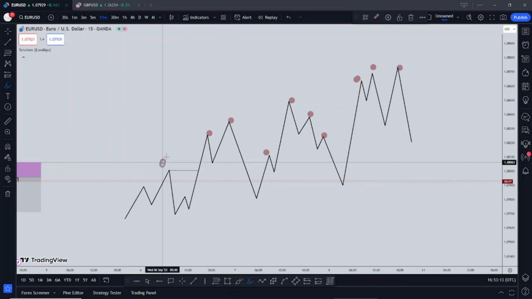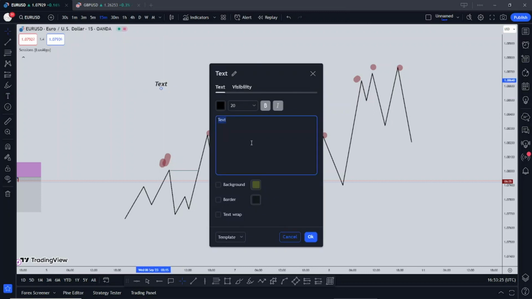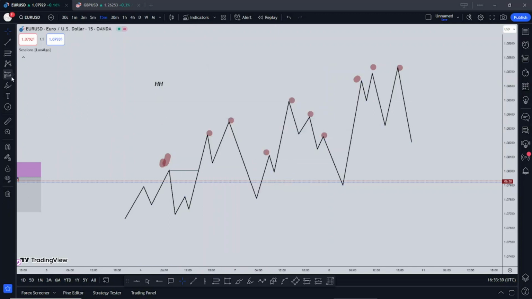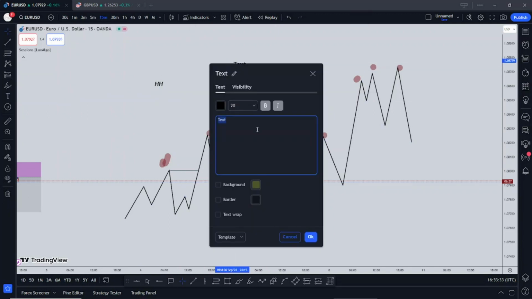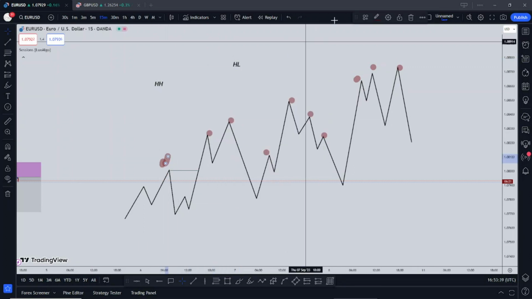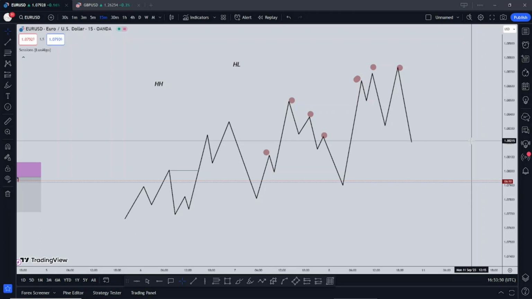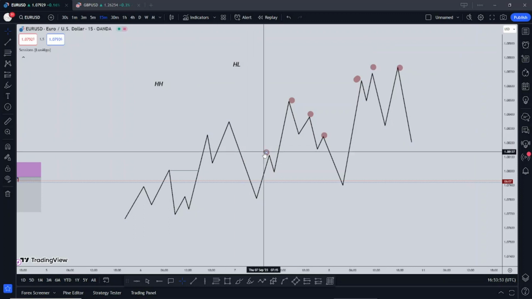This is a higher high. Let me use something different to depict that for you guys. The HH stands for higher high, whilst HL stands for higher low. Let me show you which ones are higher highs and which ones are not. Not every high in the market is called a higher high. That is why we have external structures and internal structures.